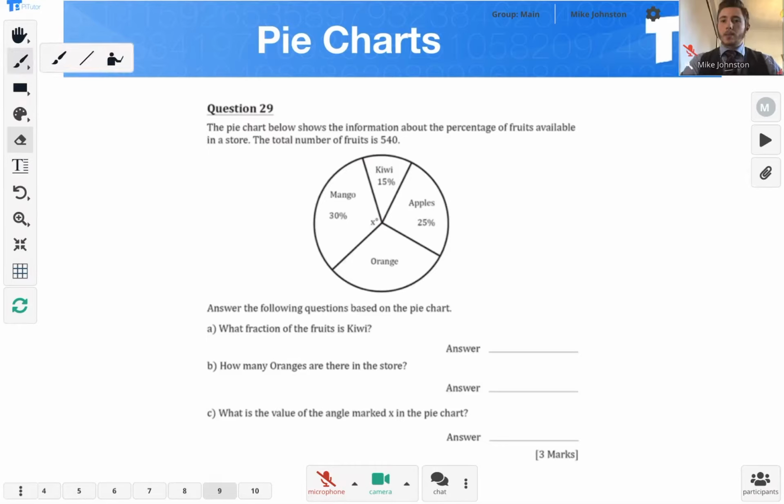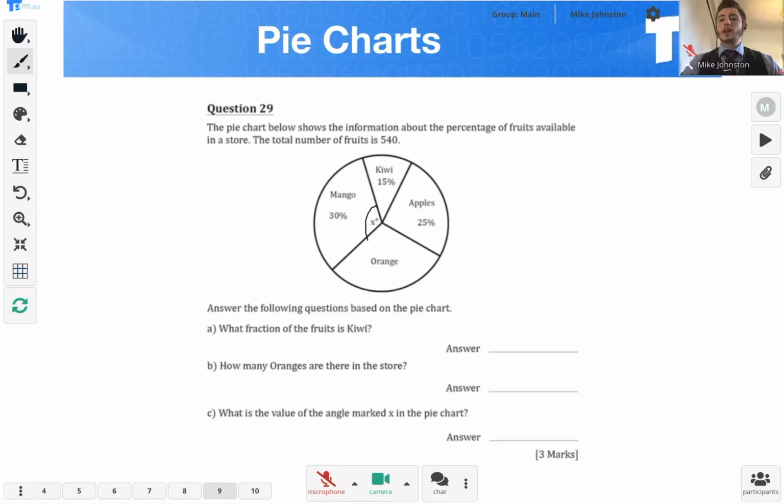So the pie chart below shows information about the percentage of fruits available in a store, and the total number of fruits is 540. Before I even start reading the numbers on the pie chart, I'm going to look at the questions first, same as last time. What fraction of the fruits is kiwi? Then we want to know the actual number of oranges in the store, and then they want us to work out the value of this angle marked x here, which we can already imagine is going to be the hardest bit.